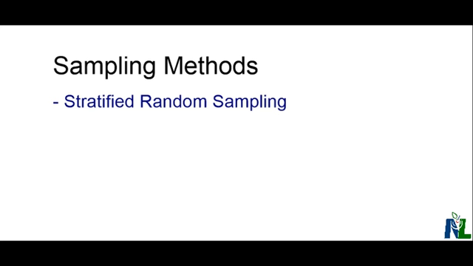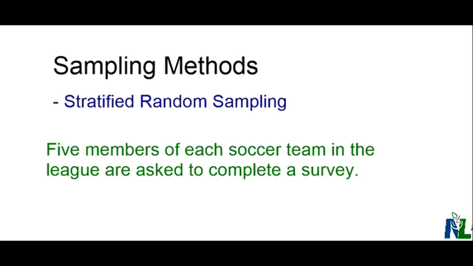Stratified random sampling is similar in that our population is broken into groups. The difference is that instead of having everyone from one group chosen, there are some people or items from each group that get chosen. So, for example, we have a soccer league and it's broken into teams, so our groups are the teams, and 5 members of each team are asked to complete the survey. So we're broken into groups, our teams, but instead of asking one entire team to be part of the survey, we choose some members from each team.